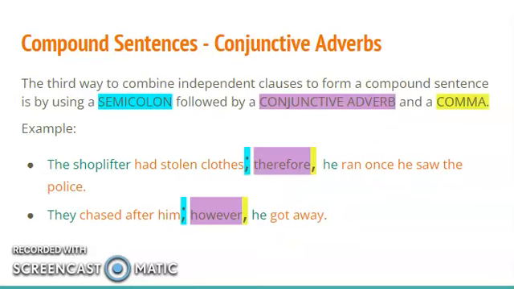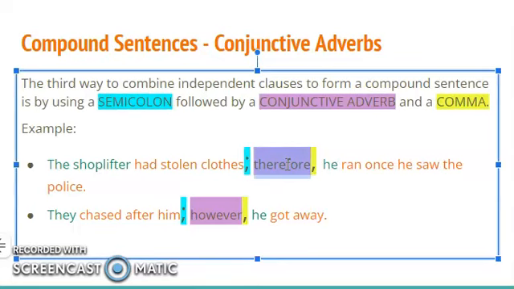Now we're going to talk about a third and final way that we can create compound sentences, and that is also going to be using a semicolon as well, but we're going to add a conjunctive adverb in addition to that, so we're going to need a comma. So this is when we combine independent clauses to form a compound sentence using a semicolon followed by a conjunctive adverb and a comma. You'll see that right here. We have the shoplifter had stolen clothes, semicolon, therefore, comma, he ran once he saw the police.